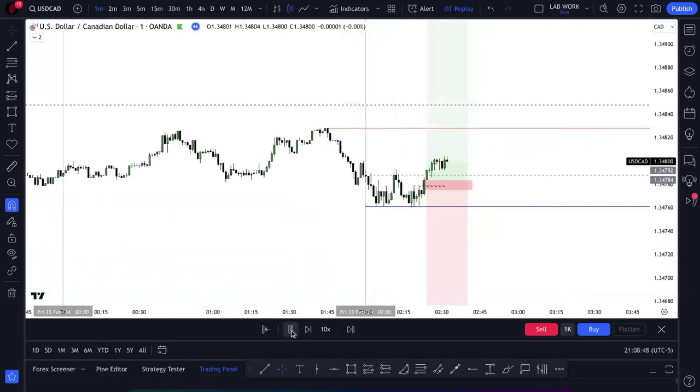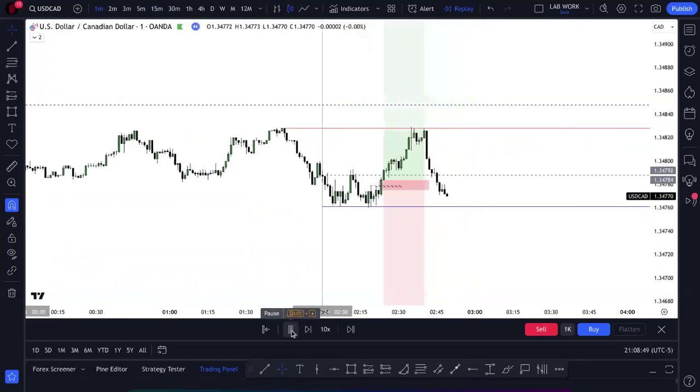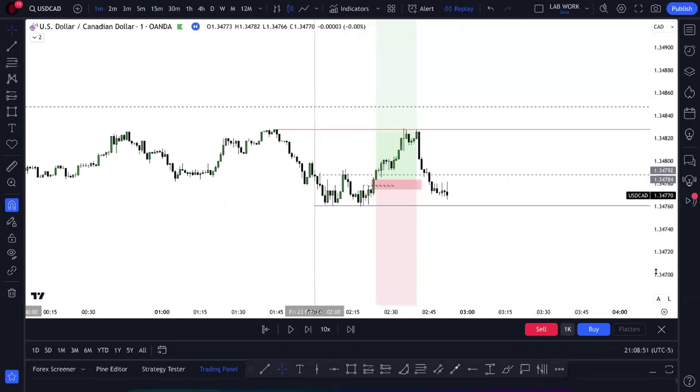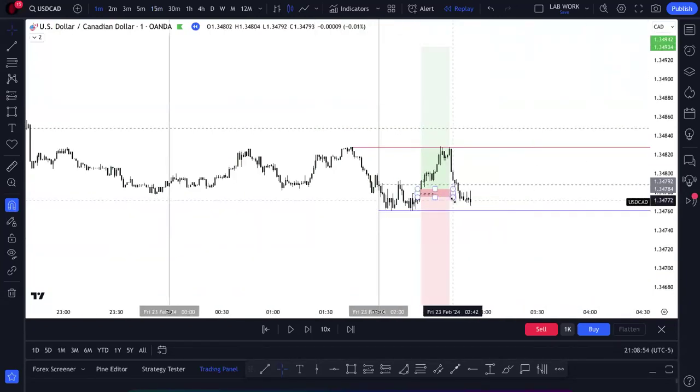Let's play it forward. There it is. Price trades into it. We would look for what? A long setup. Look to go long.